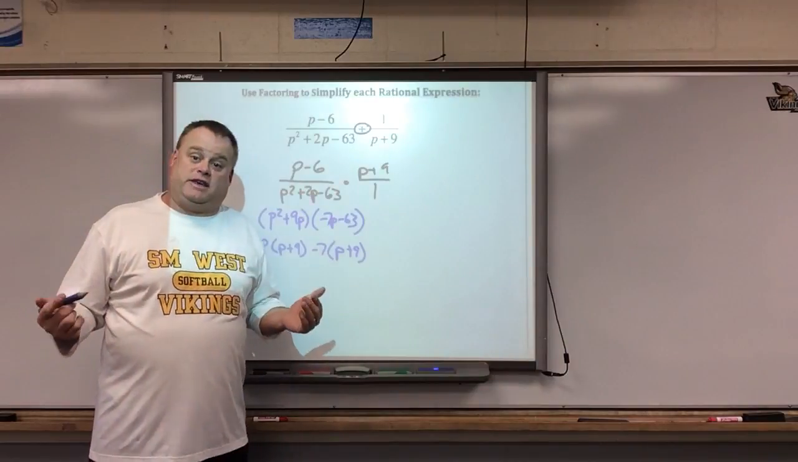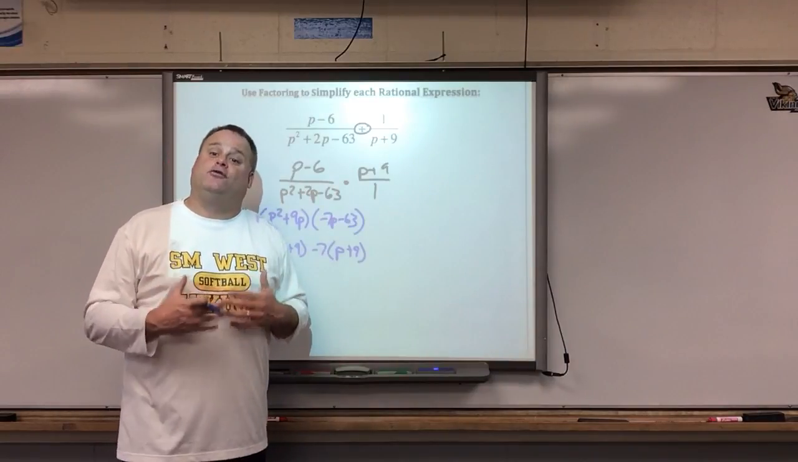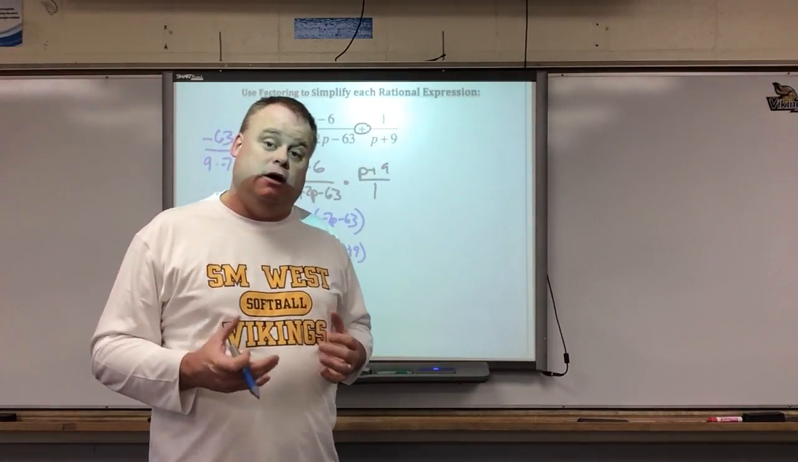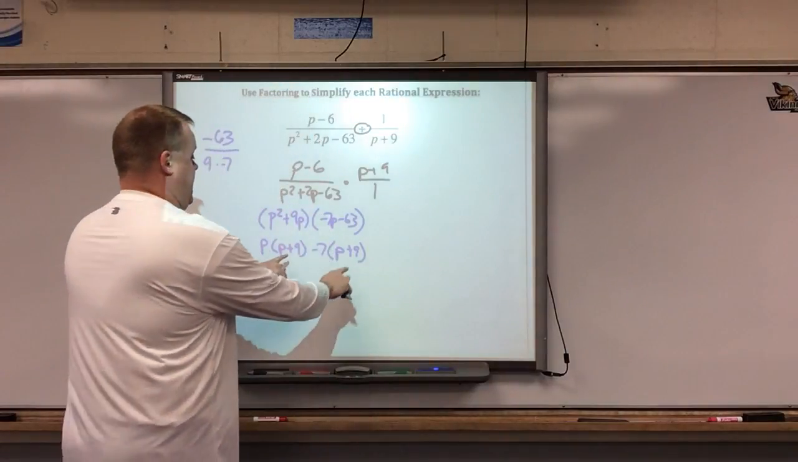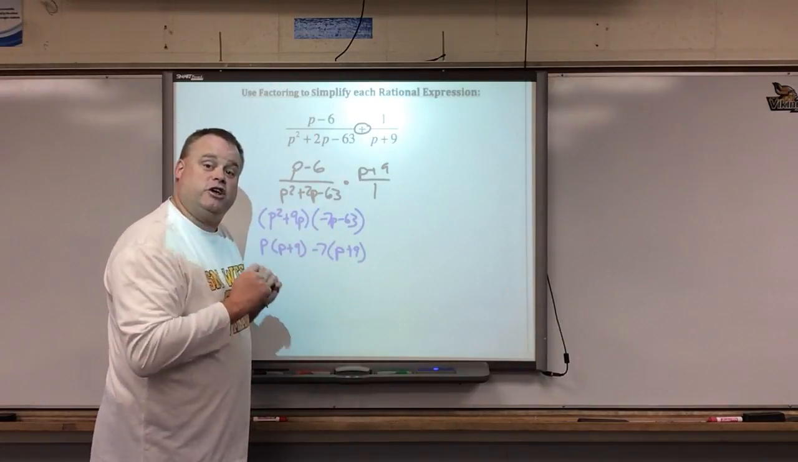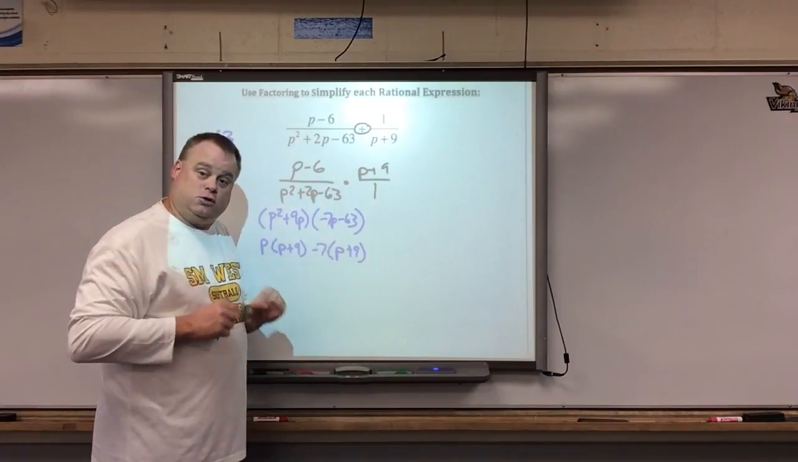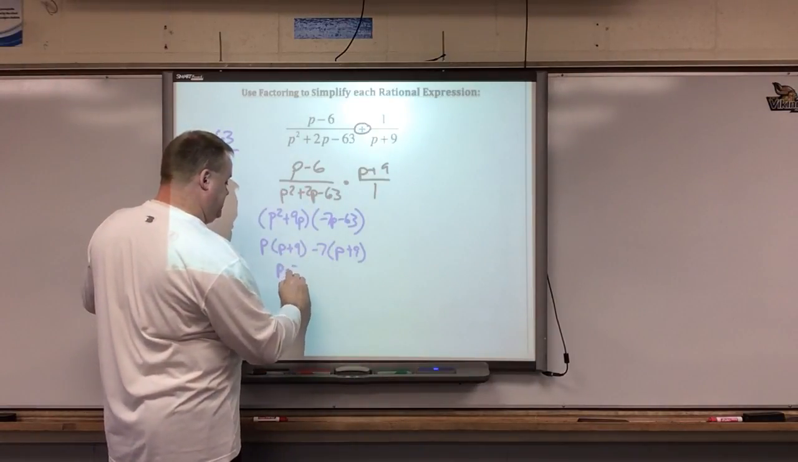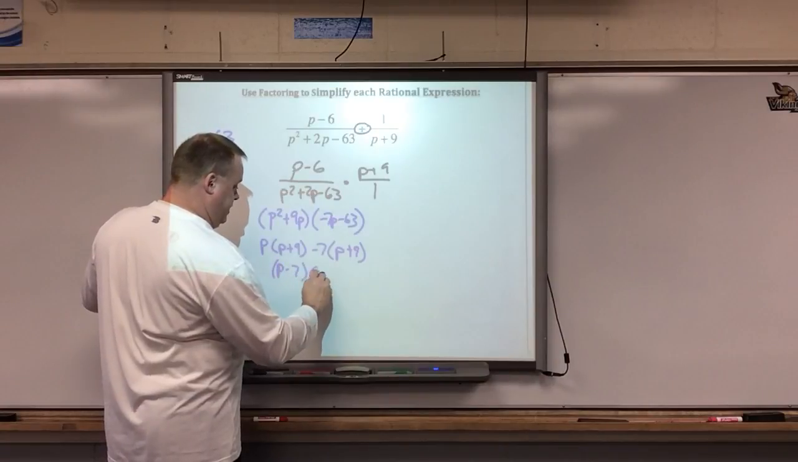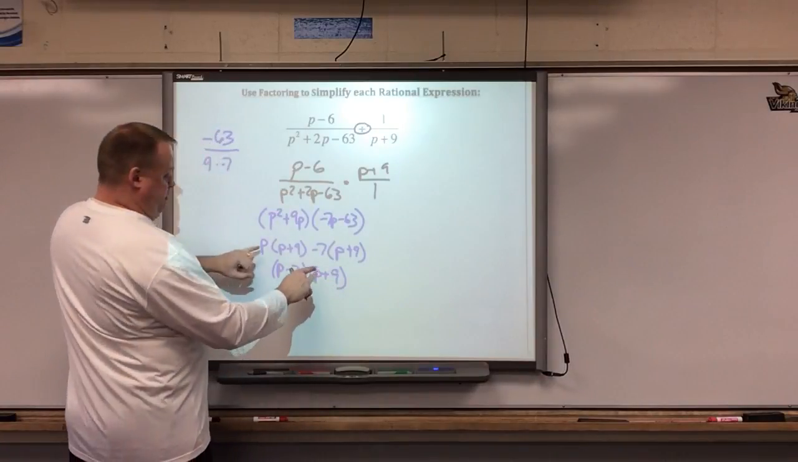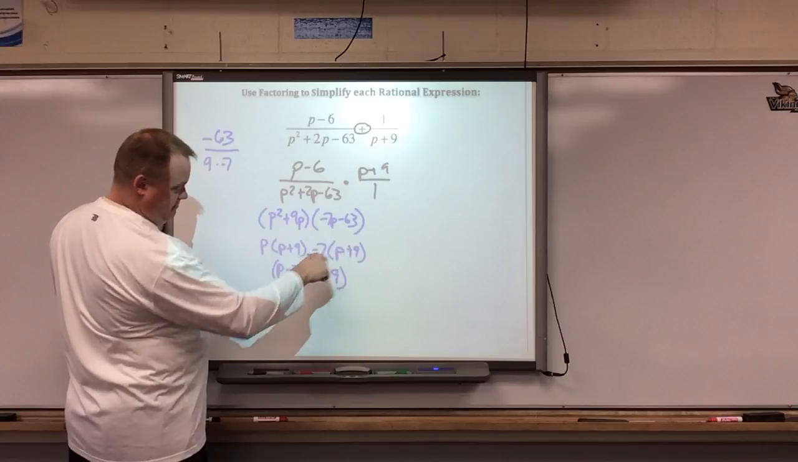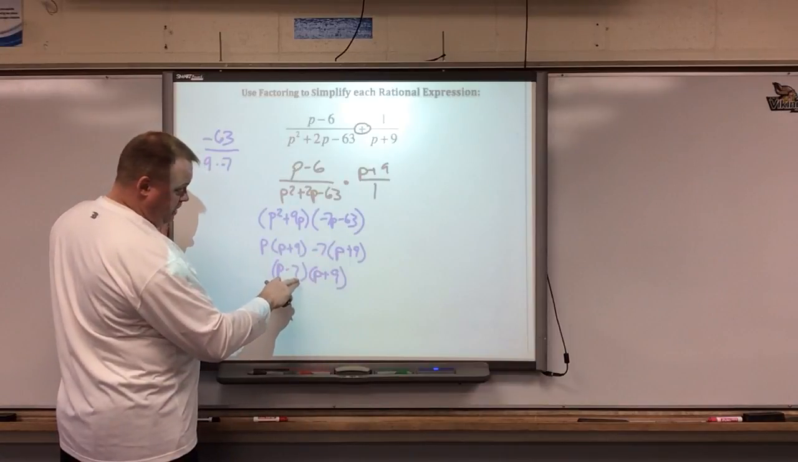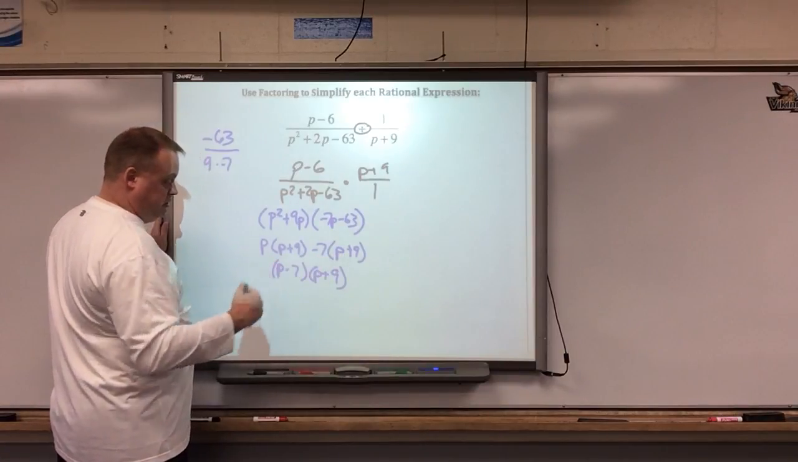Well, we know that to be the case, right? We've talked about that over and over again, so you should know that both of these have to be the same. If I've done it correctly, they are always going to be the same. All right, so finally I'm down to p minus 7 times p plus 9. And remember that p is times p plus 9, negative 7 is times p plus 9. So therefore, p minus 7 is times p plus 9.